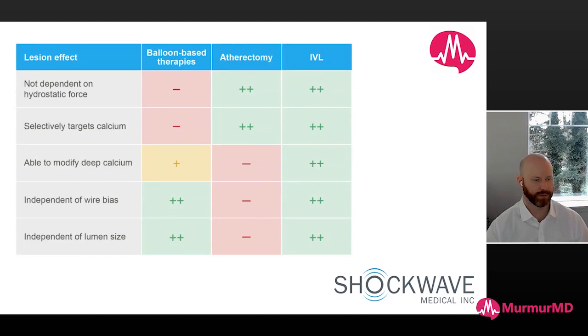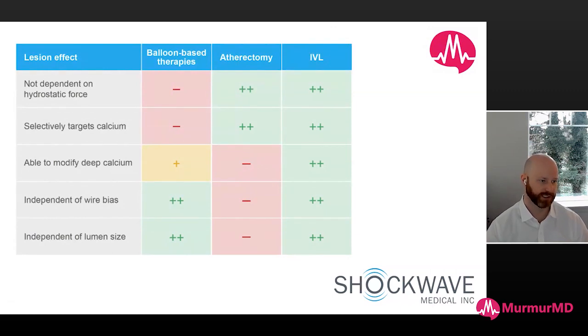So what's important about this case is that it demonstrates some of the limitations of some of the other calcium modifying technologies, where the balloon-based therapy is dependent on hydrostatic force, and we went to the upper limits of what that balloon could tolerate. In addition, even if we had balloons that went to higher pressure, we would be putting the patient at risk for perforation or tearing of the artery because of the ultra-high hydrostatic force, such as, say, a 40 atmosphere inflation. The balloon-based therapies also don't selectively target the calcium, which is how they can lead to perforation or to other complications.